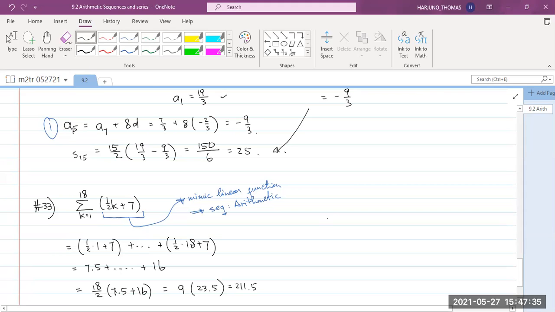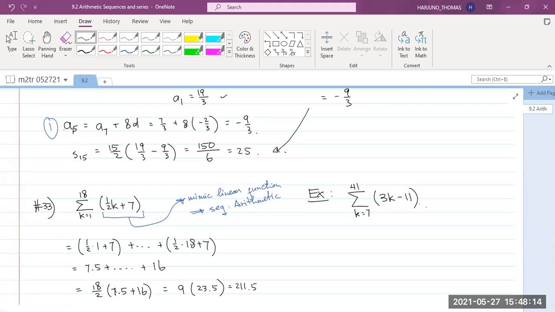Number 39. Oh, you know what? Now I remember another type of question. Suppose, for example, I have the summation from k equals 7, let's say, to k equals 41 of, let's say, 3k minus, let's say, 12, or no, maybe 11. So this is not the sum of the first 41 terms, because you don't start from 1, you start from 7.